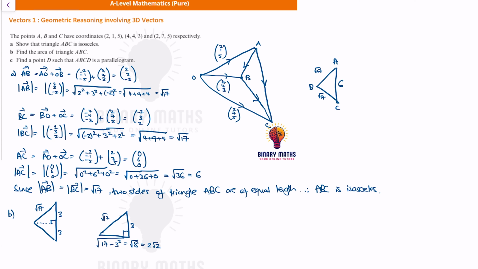So the area of this triangle is half times 3 times 2 root 2, which is equal to 3 root 2. Therefore, because you can see here you've got 2 of those, you have to double it. So the area of triangle ABC will be equal to 2 times 3 root 2, which is equal to 6 root 2.